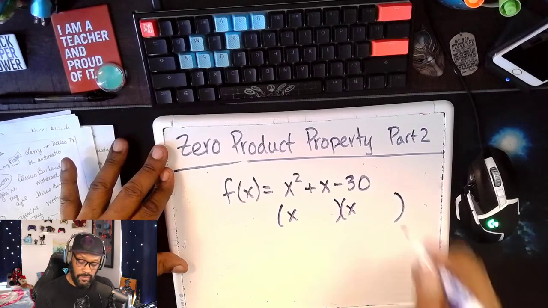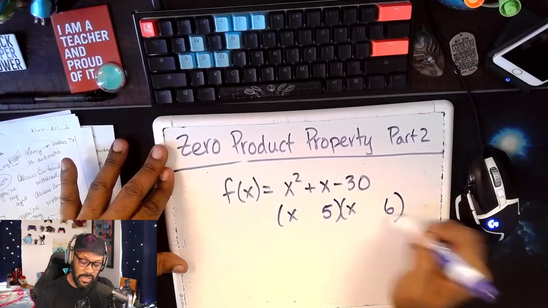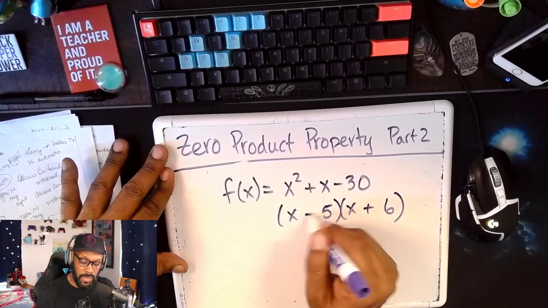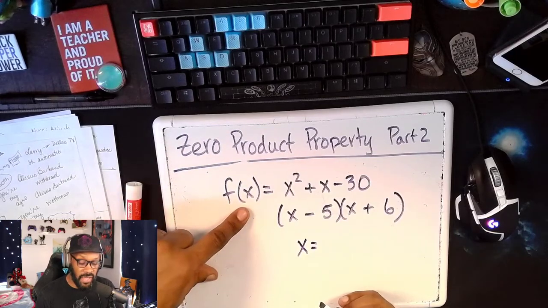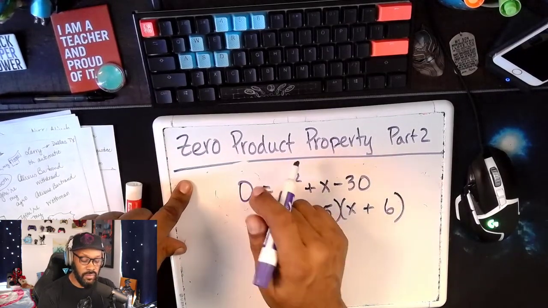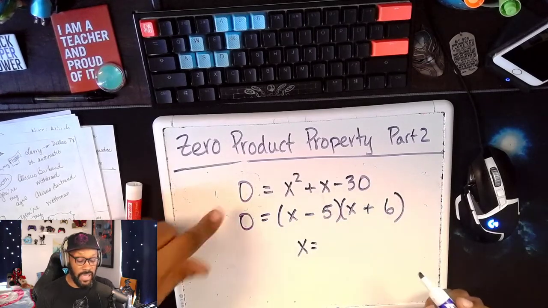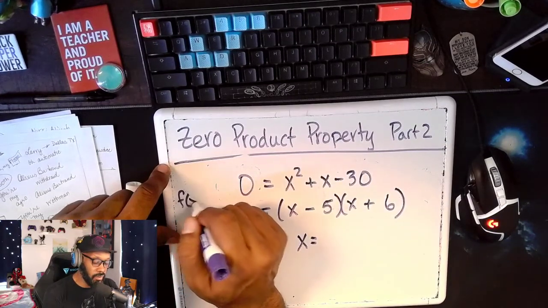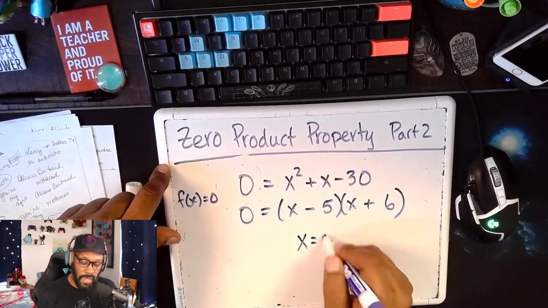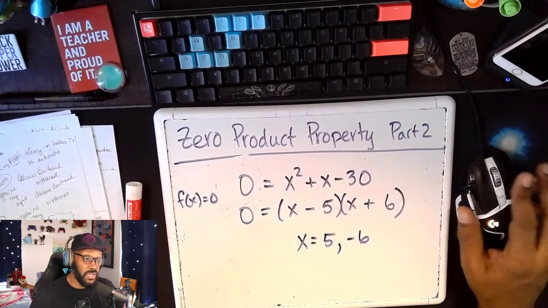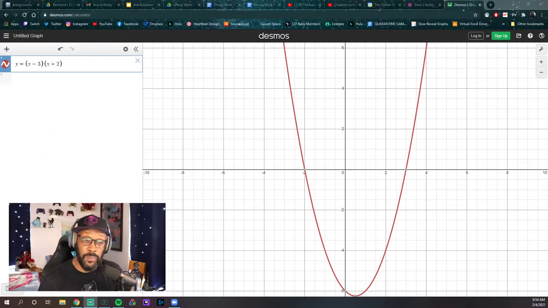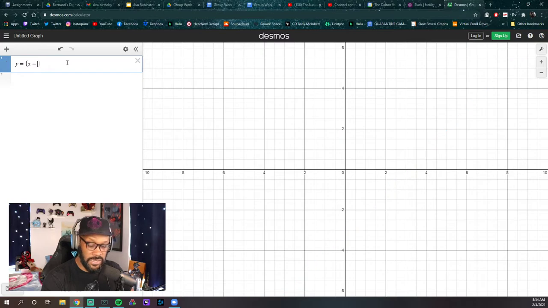Factors of 30 that work, 5 and 6. I got 5 here. I'm going to put a 6 here because that's a plus. I'm going to put a minus here, which means my x values that satisfy this to make f of x equal 0 are 5 and negative 6. Now, on Desmos, you could type in the x squared plus x minus 30 and still get the same answer. But I'm going to put in the factored version just so you can see it.